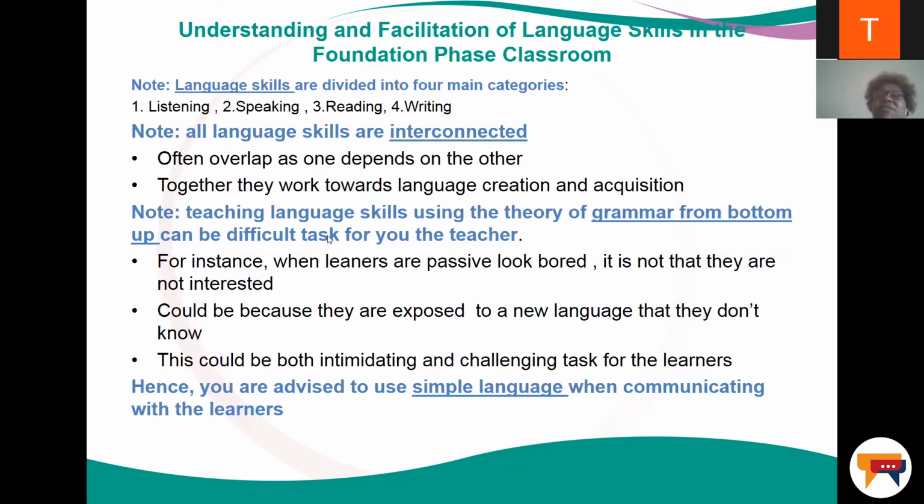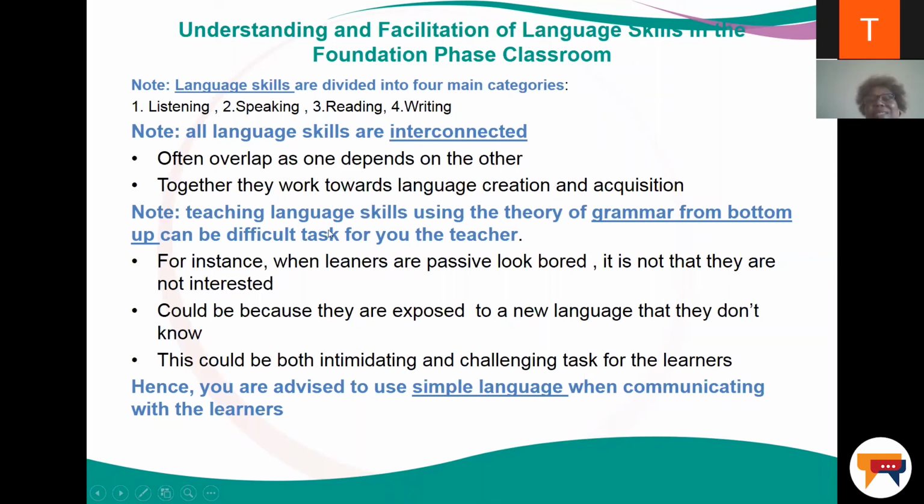Understanding and facilitation of language skills in the foundation phase. Note, language skills are divided into 4 main categories: listening, speaking, reading, and writing. Note, all language skills are interconnected. That is very important. They often overlap as one depends on the other. Together they work towards language creation and acquisition.